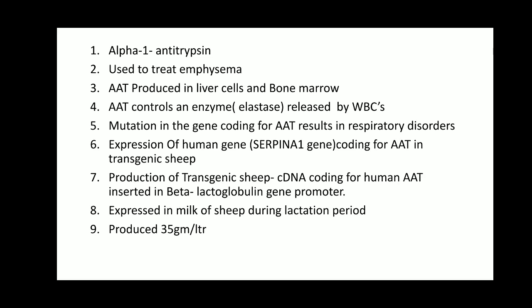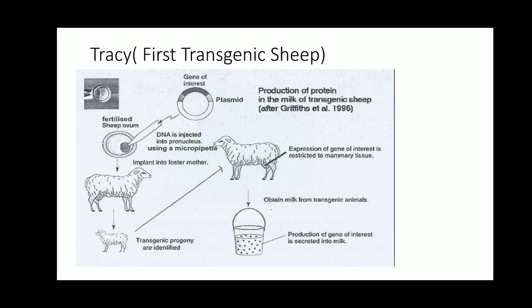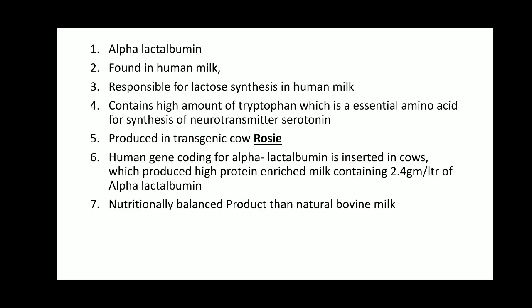Let us see another example. But first, let us see how this genetic engineering helped in producing the transgenic sheep, right? So here the fertilized sheep ovum is extracted.